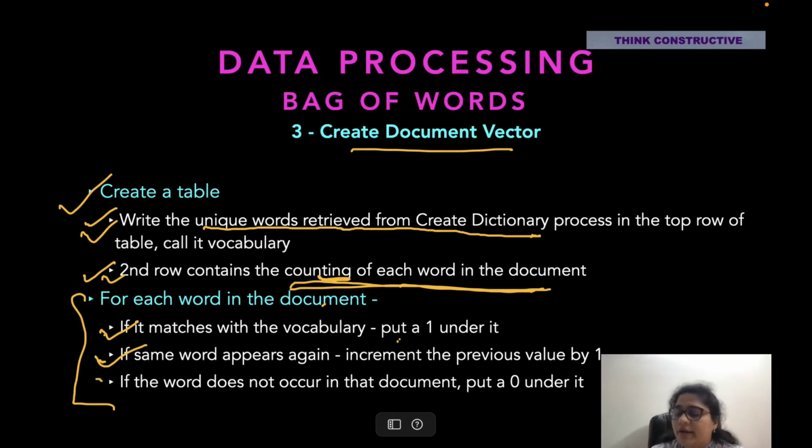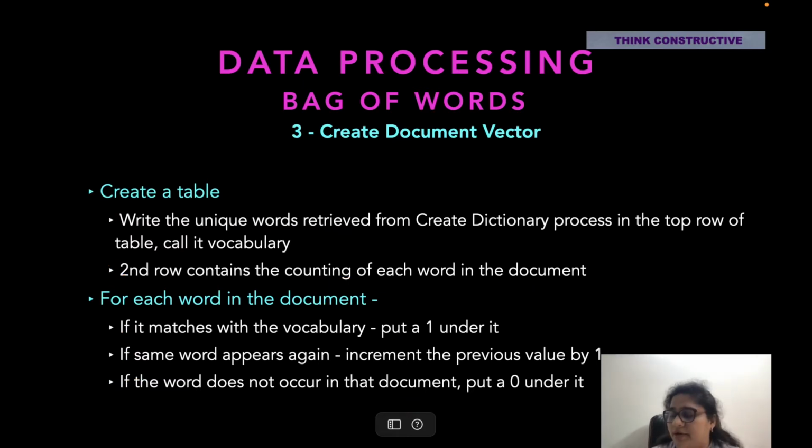Okay. And if a word does not occur in that document, because I am getting a list of unique words, that word might be present in document 1 but might not be present in document 2 or in other documents. All right. So if the word does not occur in the document, put a 0 under it. Okay. I hope this is clear. I'll show you the example now. You'll be able to relate it better.